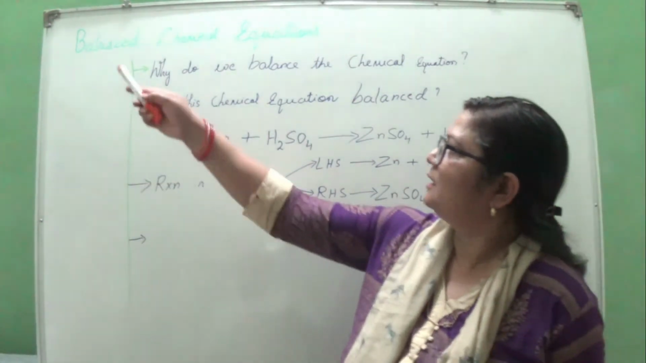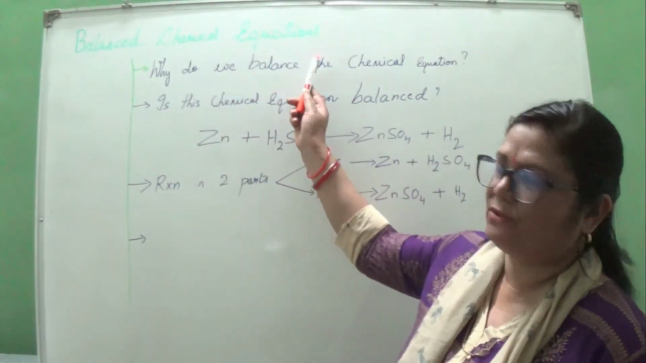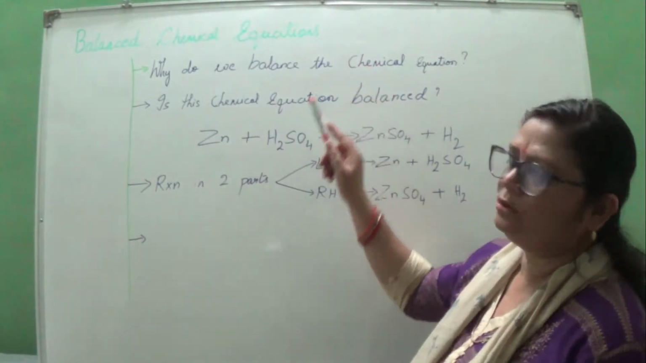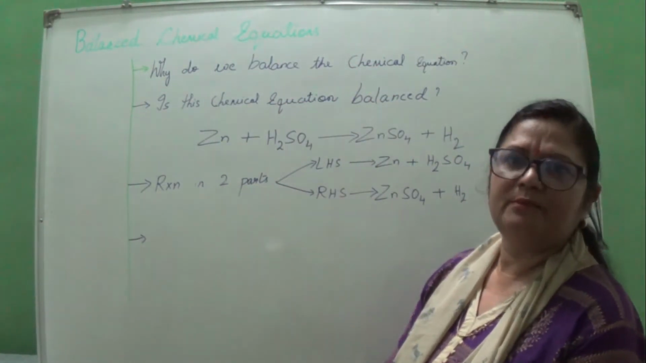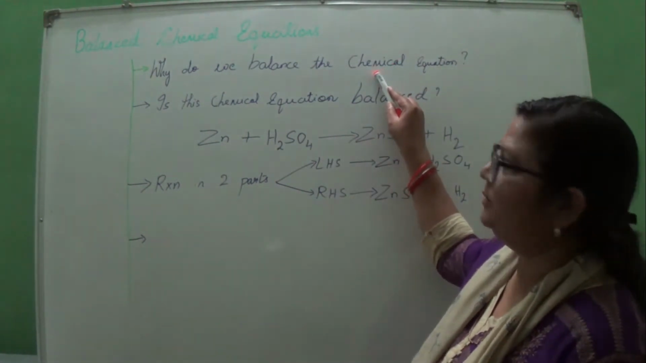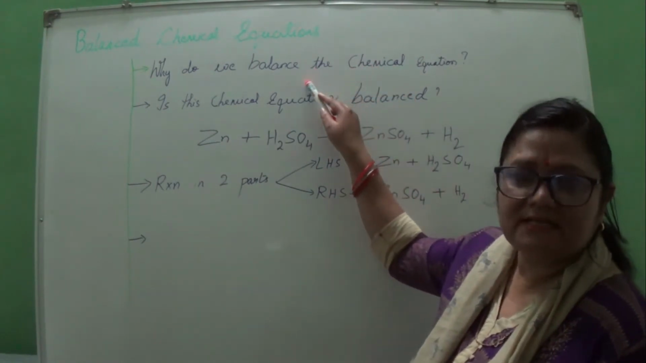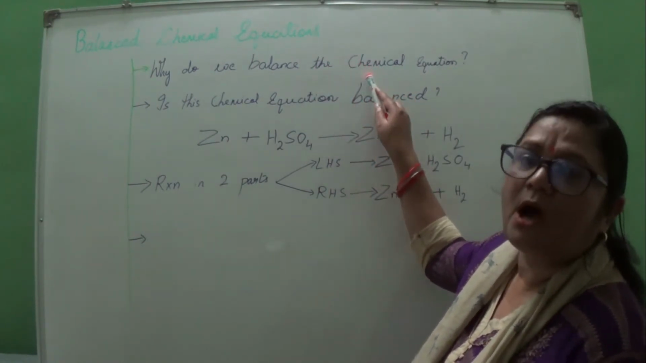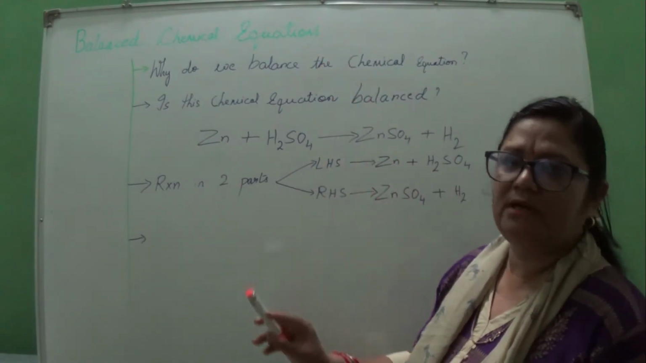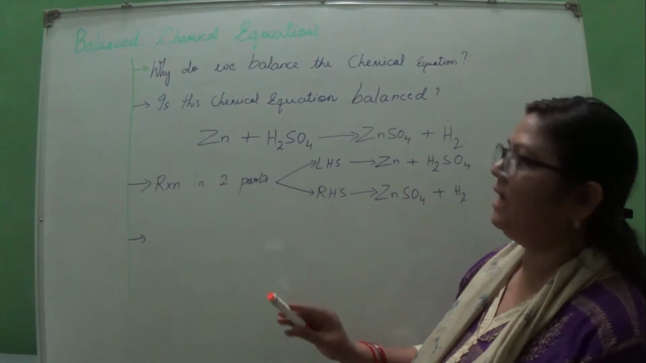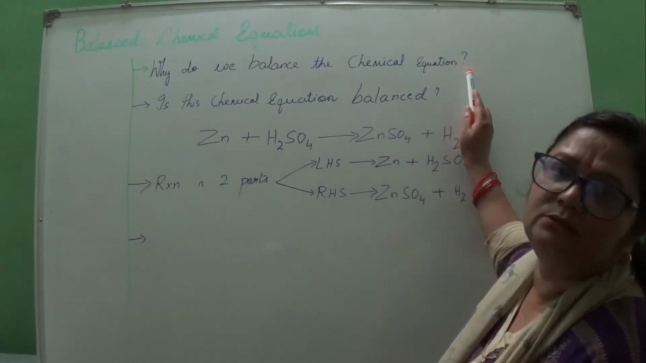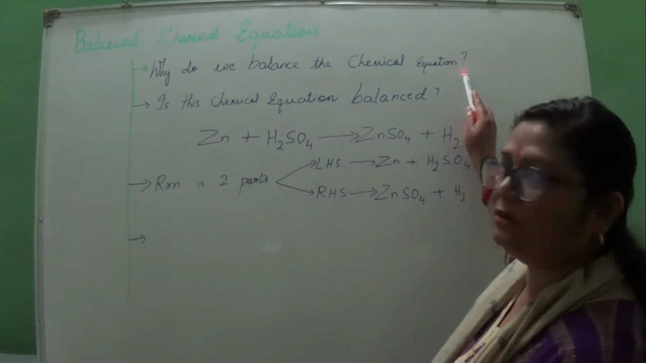So now we are continuing with the topic balanced chemical equation. Why do we balance a chemical equation? As already explained, we need to obey the law of conservation of mass. It means matter can neither be created nor be destroyed. Because if any atom is less or if it is more, how can that happen? Matter can neither be created nor be destroyed. This can't happen. So we need to balance a chemical equation in order to obey the law of conservation of mass.